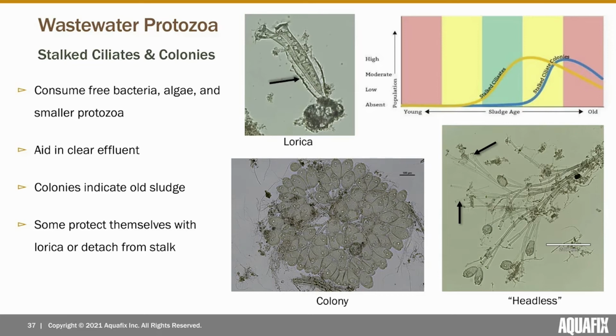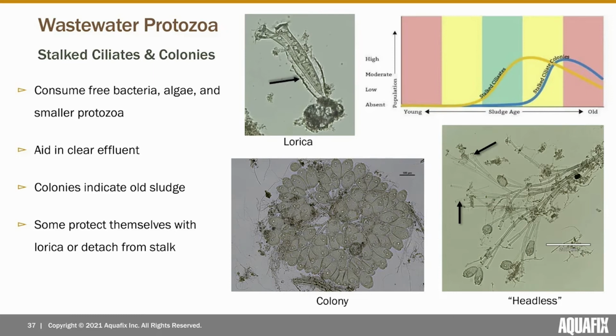The larger the colony, the higher the sludge age. However, as you can see on the diagram, individual stock ciliates and small colonies are going to start to appear in the healthy range. Now, sometimes if stock ciliates are observed with a shell or lorica, such as in the top photo, they can be an indication of mild toxicity or other unfavorable conditions, kind of similar to how a test acts of the tested amoeba.